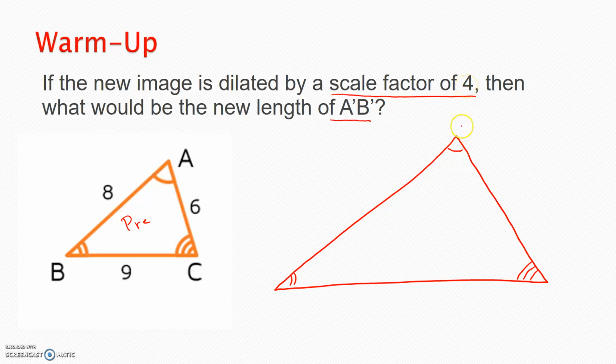Now, from A, this is no longer A, this is going to be A prime. Don't forget, once we apply transformation, we start using the primes here. So this is now C prime, and this is now B prime.